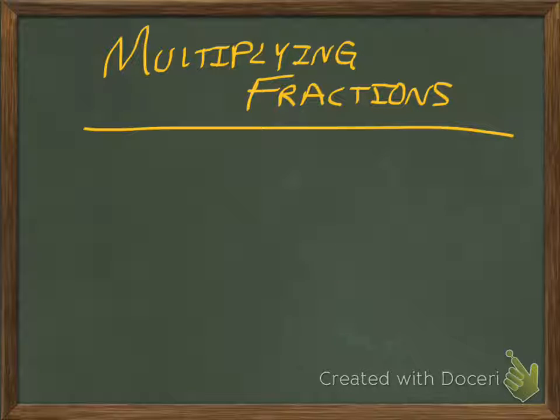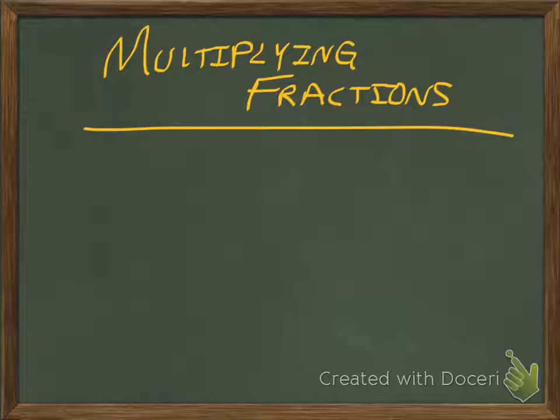Today we're going to talk about multiplying fractions. When we multiply fractions, this is maybe the easiest of our fraction operations in terms of knowing how to do our operation here. Okay, when we multiply fractions together, really all we need to do is multiply straight across.